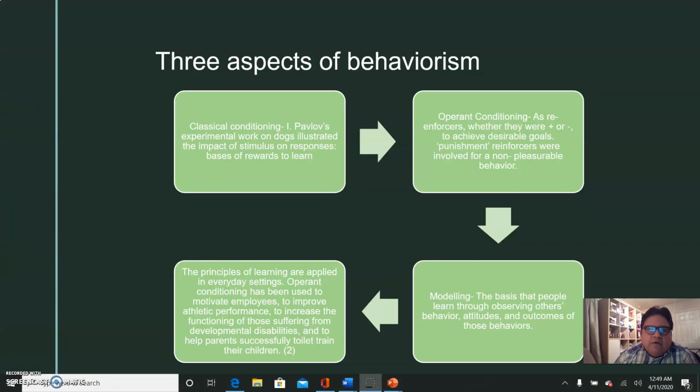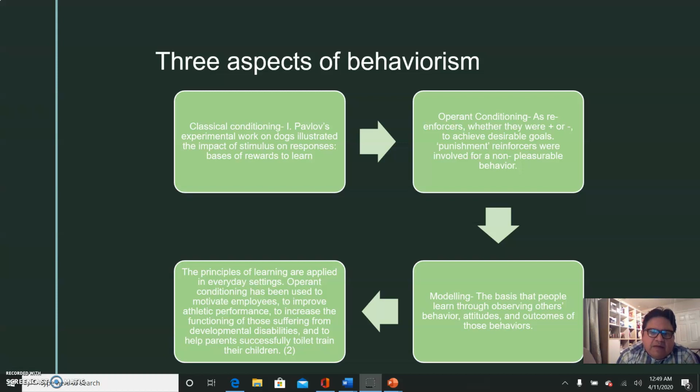A quick review of the three aspects of behaviorism, which initially is classical conditioning, involving Pavlov's experimental work with dogs, showing the basis of rewards to learn. Second, operant conditioning, which we reviewed earlier, is positive or negative reinforcement to achieve desirable goals or behavior. And third, modeling, which is the basis of people learning through observing others' behavior, attitudes, and outcomes.